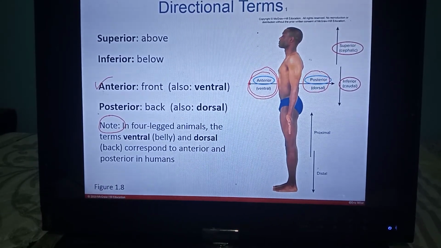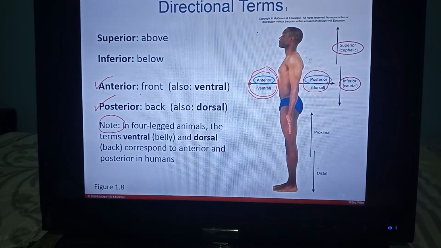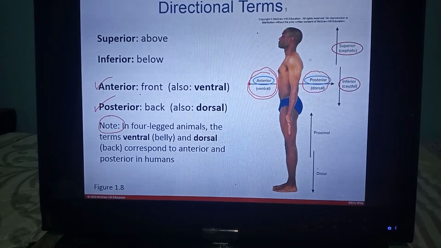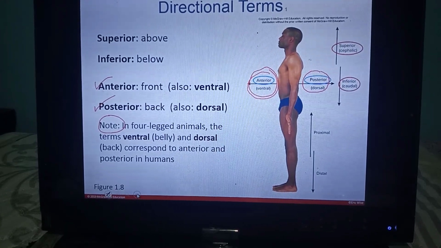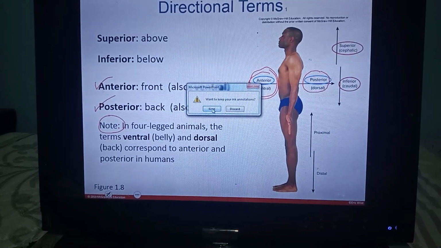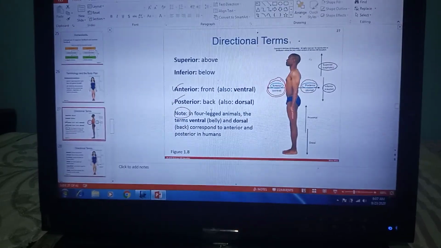Anterior front, posterior back. Starting from now, you have to substitute the common terms na ginagamit nyo dati. Pag sinabi mong front, anterior. Pag sinabi mong back, posterior. So start using them sa bahay nyo, para masanay kayo.